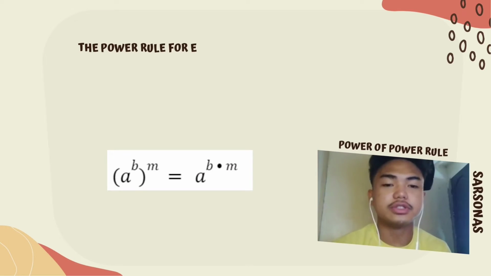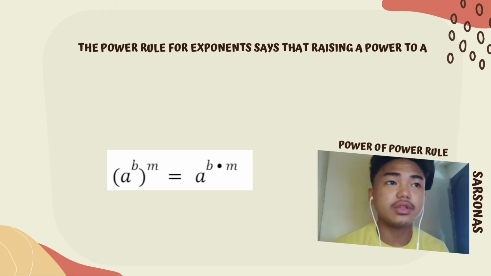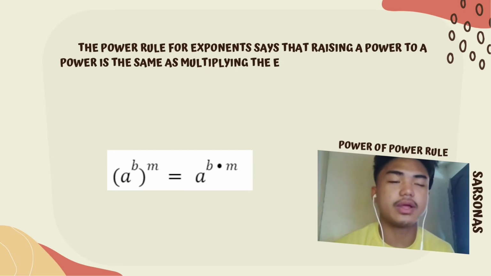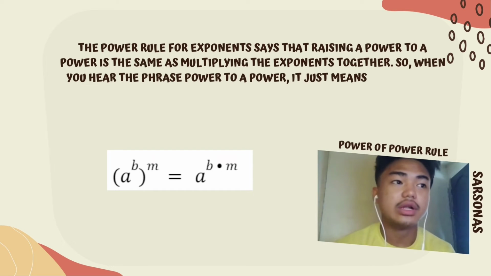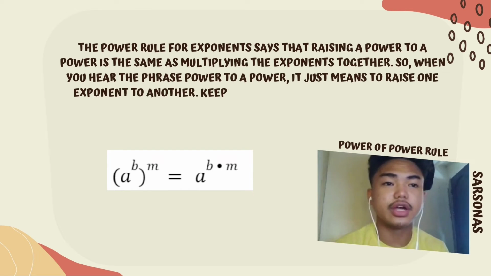I'm here to discuss the power rule and product to a power. The power rule for exponents says that raising a power to a power is the same as multiplying the exponents together. So, when you hear the phrase power to a power, it just means raise one exponent to another.